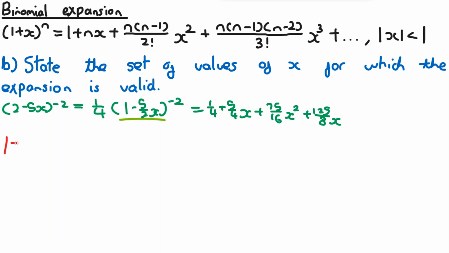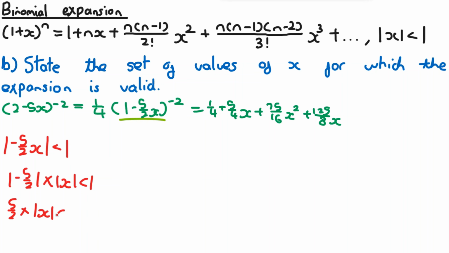So it's going to be the modulus of minus 5 over 2x is less than 1. So therefore, it's going to be the modulus of minus 5 over 2 times the modulus of x is less than 1, so therefore it's going to be 5 over 2 times the modulus of x is less than 1. So therefore we're going to divide both sides by 5 over 2, which is going to be that the modulus of x is less than 2 over 5. So the set of possible values to which the expansion is valid is when the modulus of x is less than 2 over 5, or 0.4.